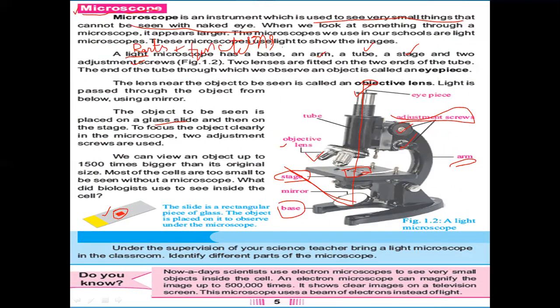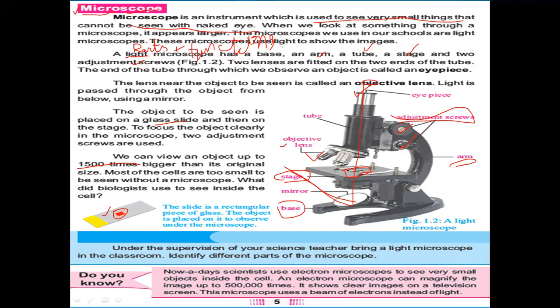We can view an object up to 1500 times bigger than its original size. 1500 times. So it means we can even see the bacteria, we can see very small creatures in the microscope ourselves as well.